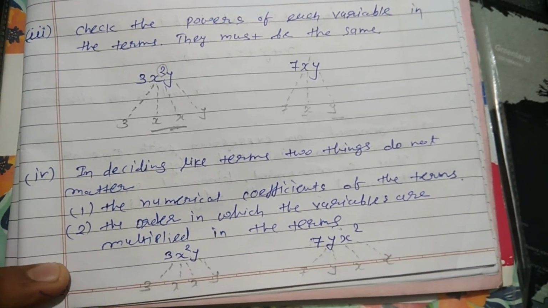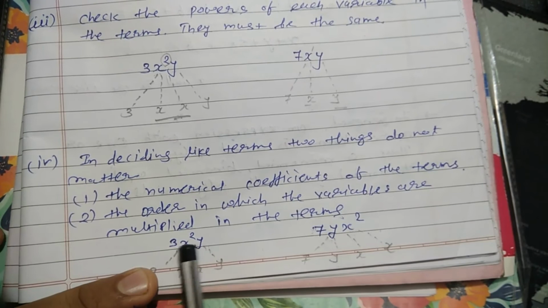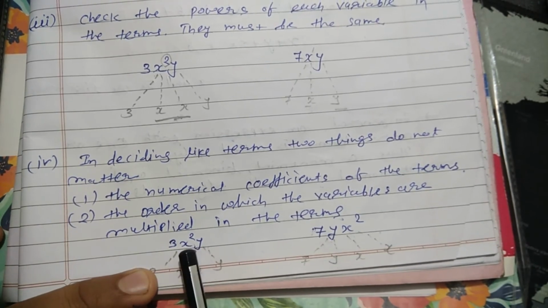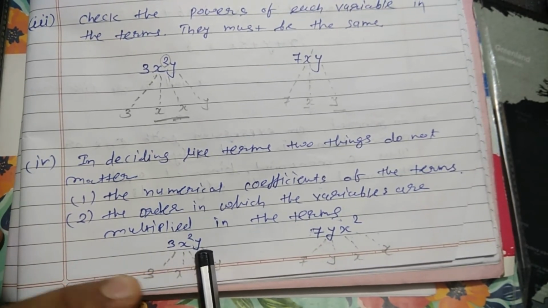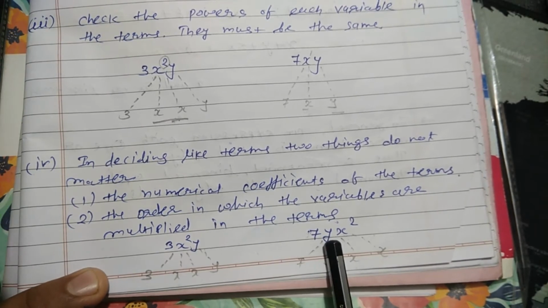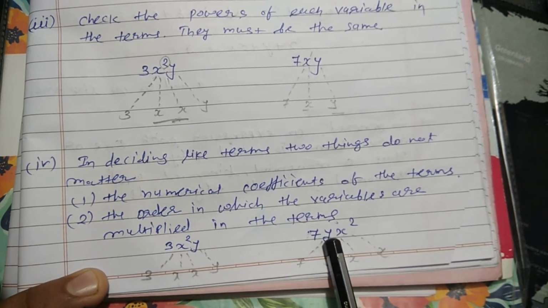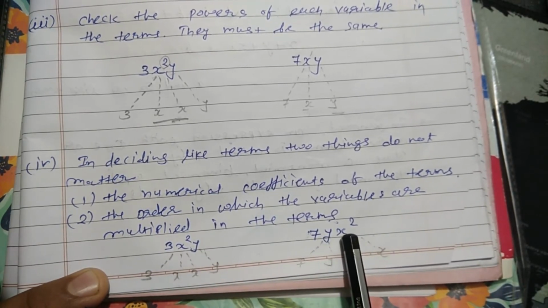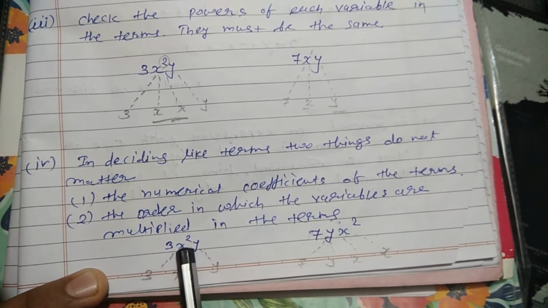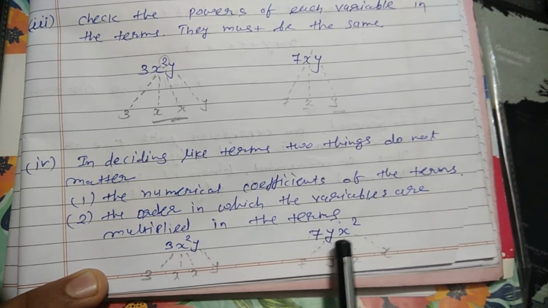For example, in some terms you can find that the order of the variables is changed. Here one term is 3x square y and another is 7yx square. In the first term x comes first and then y comes. In the second term y comes first and x square comes last. So we can see they have the same variables, only the order is changed, but x and y are there in both.